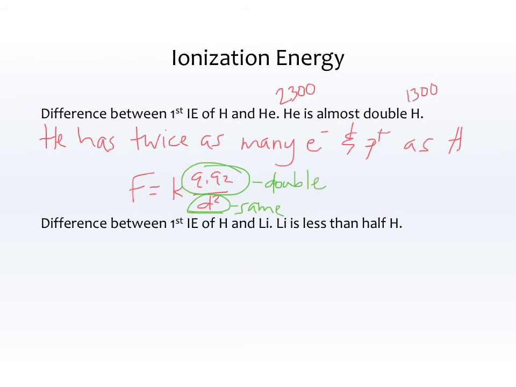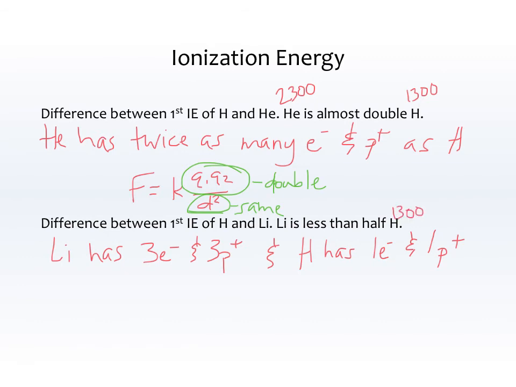Which is totally fine until you look at hydrogen and lithium, because lithium has 3 electrons and 3 protons, and hydrogen has only 1 electron and 1 proton. So using the same logic we did with hydrogen versus helium, it seems like lithium should have a whole lot more of a first ionization energy than hydrogen does, because now there's even more electrons and protons. But in fact, hydrogen we said was 1,300. Lithium is only about 530. It's less than half of hydrogen.